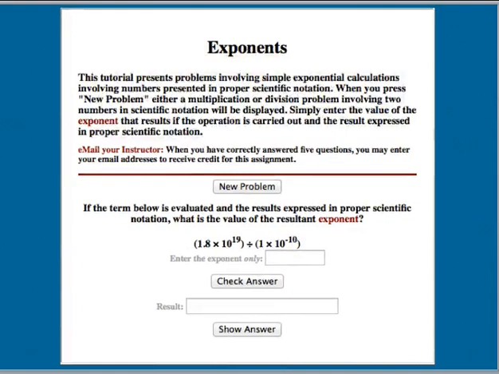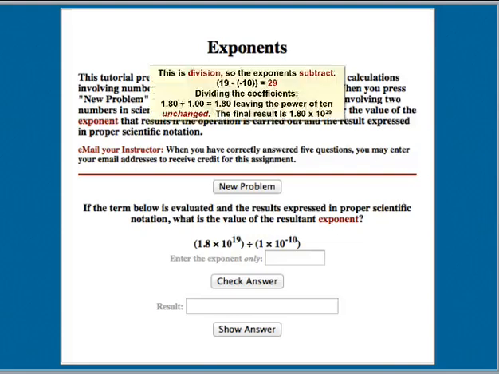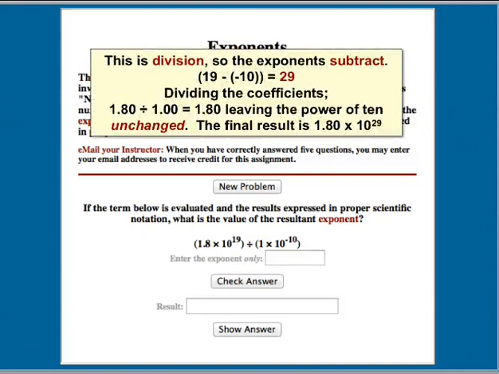Last one, division again, 10 to the 19th minus a minus 10. Minus a minus 10 is plus 10, isn't it? So we're at 29. 1.8 divided by 1 is 1.8, so that's no change. And our exponent is 29.